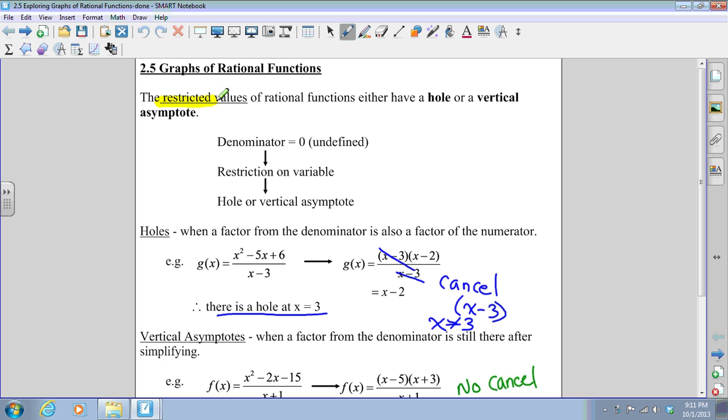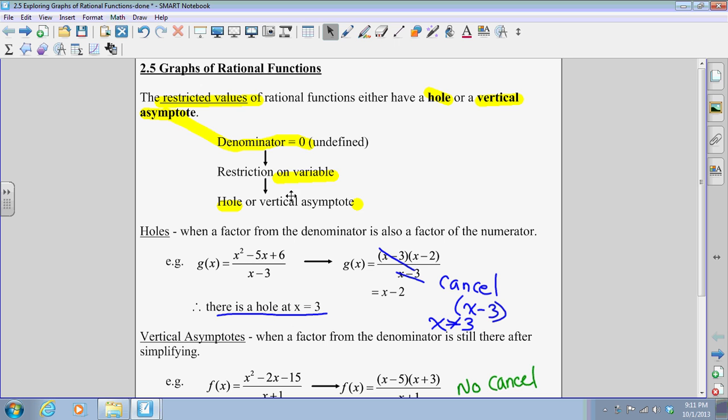Restricted values for rational functions will either be a hole, that's if things are canceled out, factors canceled out, or a vertical asymptote, which we will call VA. So just remember from yesterday that in order to find these restricted values, the denominator had to be equal to 0, which meant it was undefined. Then we took a look at the restrictions on a variable, because a constant number can't have a restriction, but on the variable. And today, we're going to add that one of them is going to be a hole if it's canceled out, or it's going to be a vertical asymptote if it remains after being canceled.